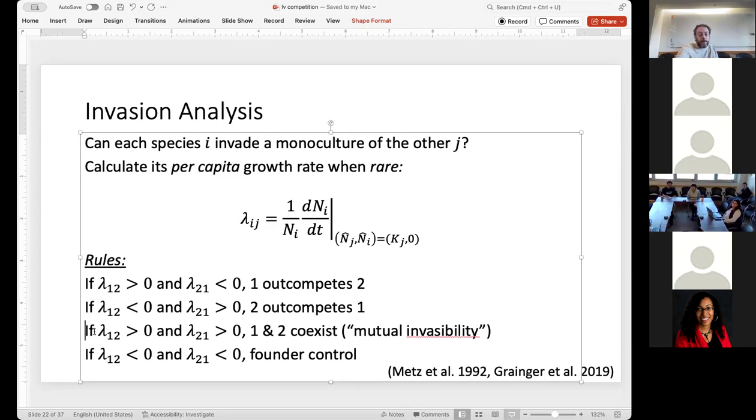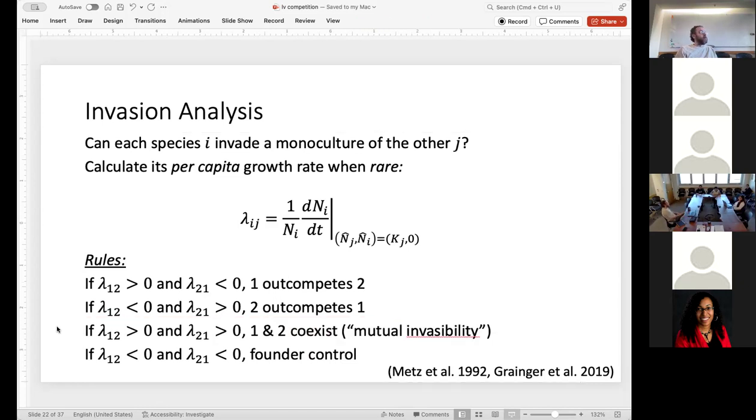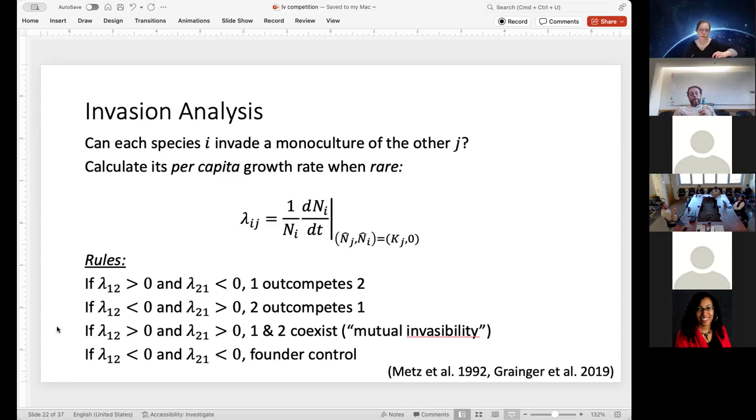Here's the one that's most exciting. If each species has a positive per capita growth rate when rare, invading a monoculture of the other, so their invasion rates are both positive, then we say we're in the case of stable coexistence. We can call this mutual invasibility. And finally, if neither one can invade a monoculture of the other, then we're in the Lotka-Volterra founder control case. So this is invasion analysis. It makes the math a lot easier.